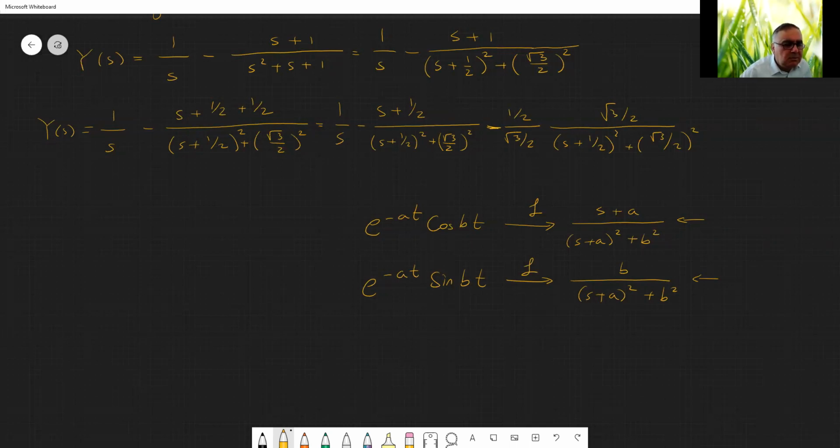So now all these can be back transformed. This is 1 over s, which is 1.